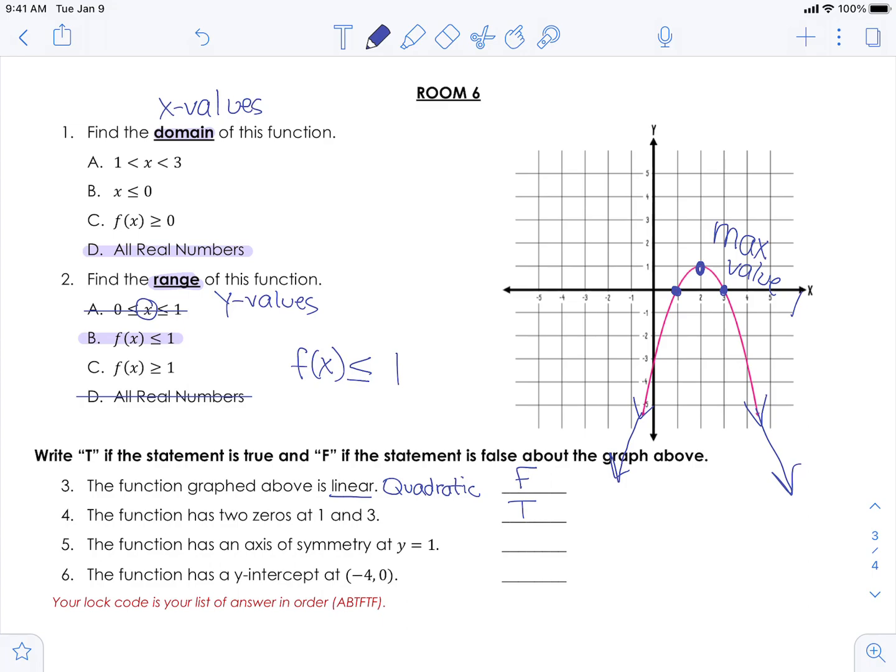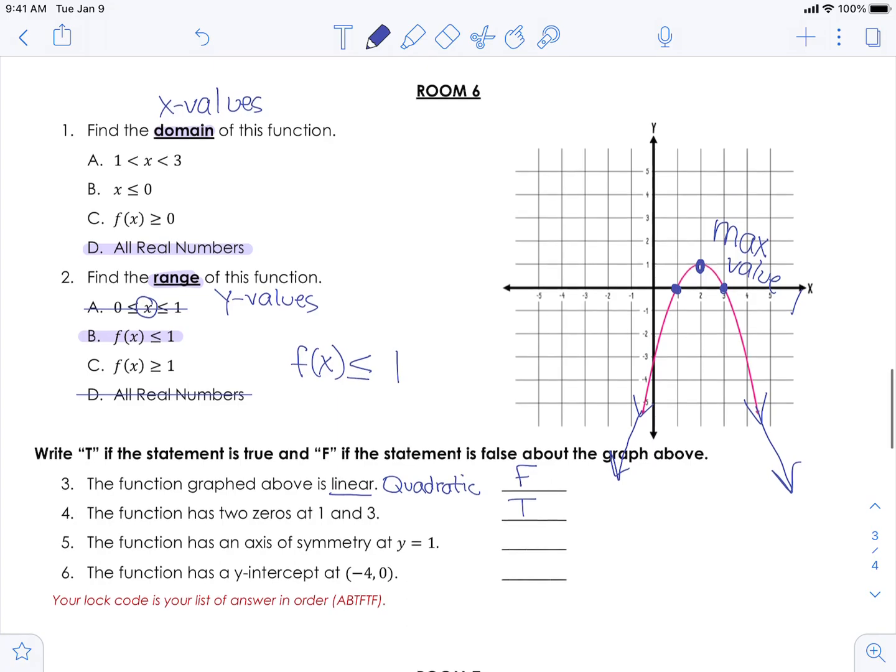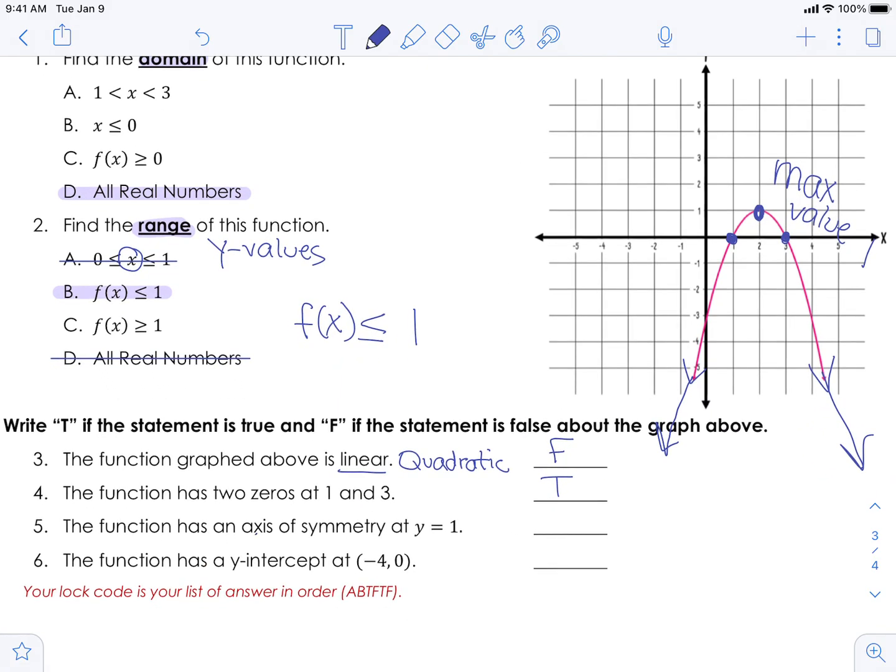The function has an axis of symmetry at y equals 1. Well, what we know about the axis of symmetry is that it's x equals, and it's the x value of the vertex, which would have been x equals 2. So that's a false statement.